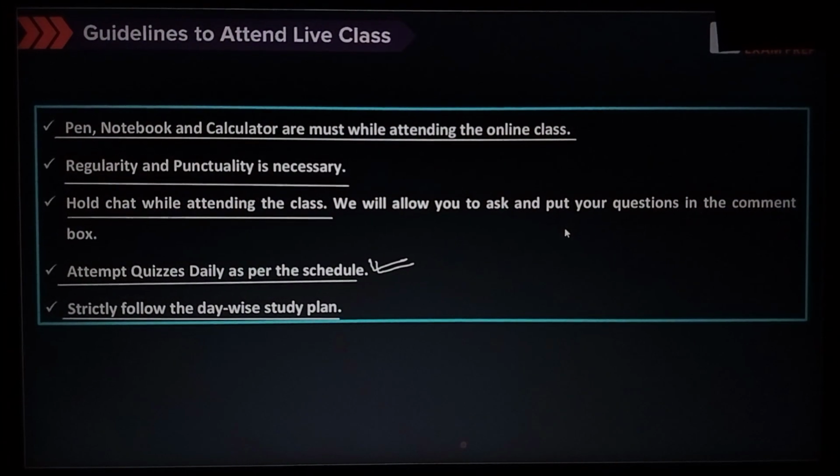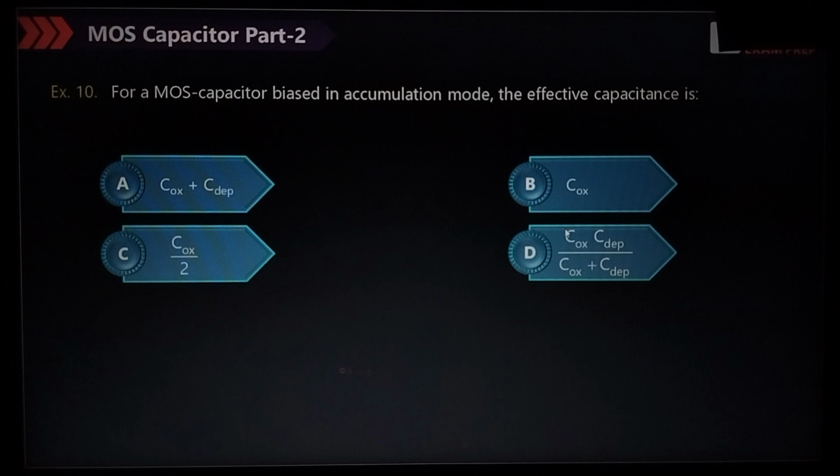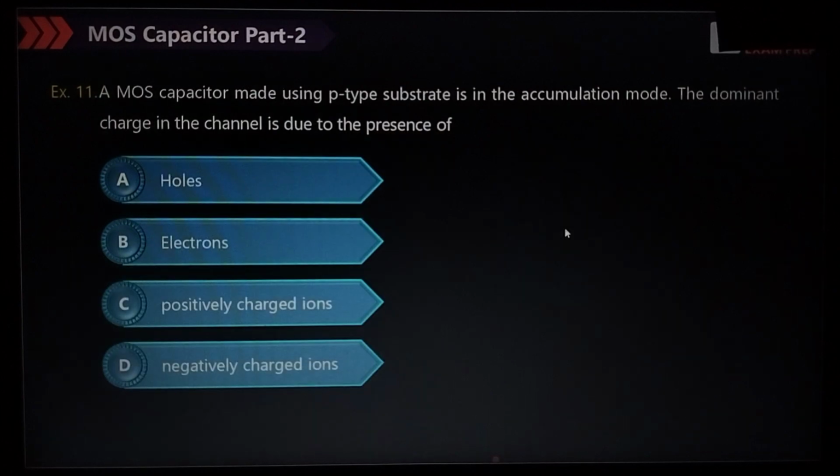Right. Now, I think we have solved all the questions, but that is the question. So before that, what is the high frequency analysis? I will explain, but what is the answer for this question, everyone?